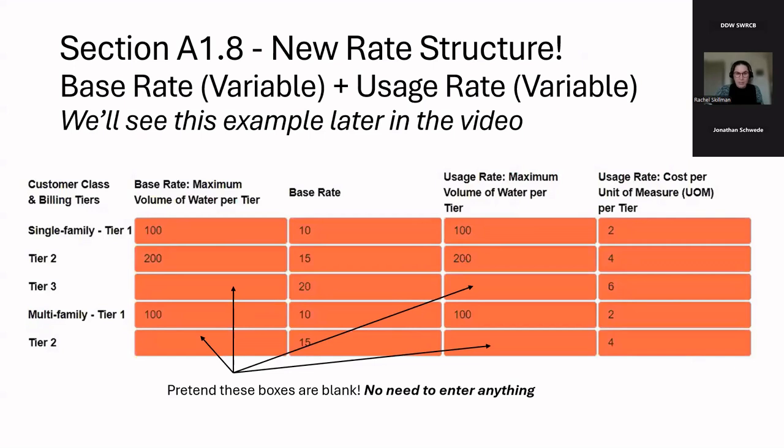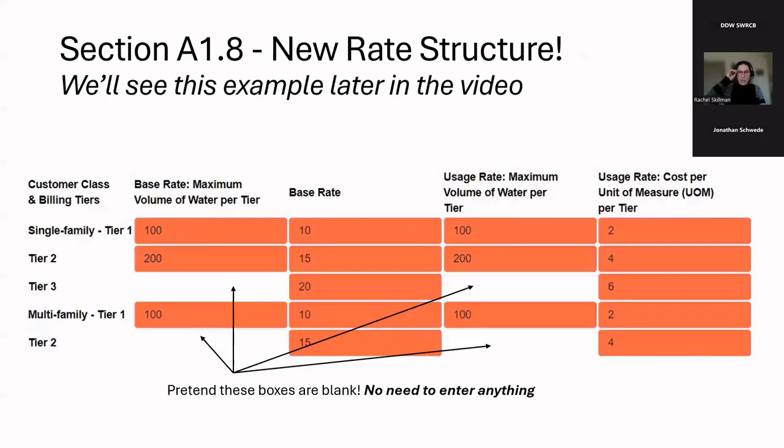You can essentially assume that these entries are blank and that you don't need to enter anything in these boxes. This is an example we'll go through later in this video of a variable base rate and a variable usage rate. And I've highlighted that even though all of these red boxes appear, some of them do not need to be entered due to the rate structure.